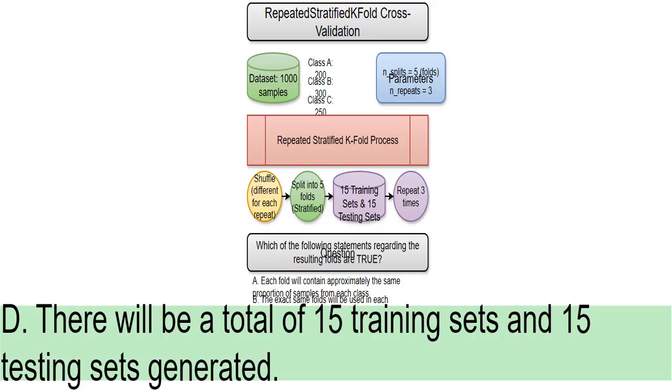That's right. Since we have 5 folds and 3 repetitions, we multiply those numbers together to get the total number of training sets and testing sets. 5 folds * 3 repetitions equals 15 of each. Each repetition will create a complete set of training and testing data.